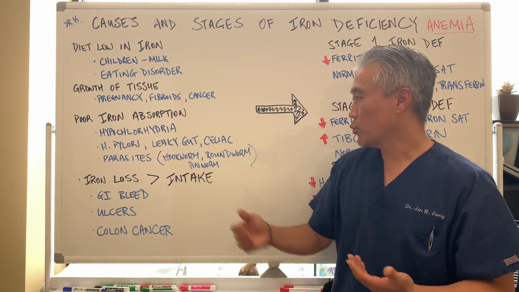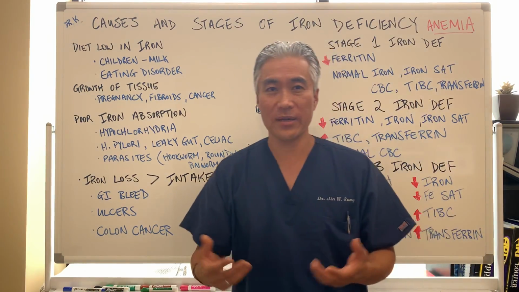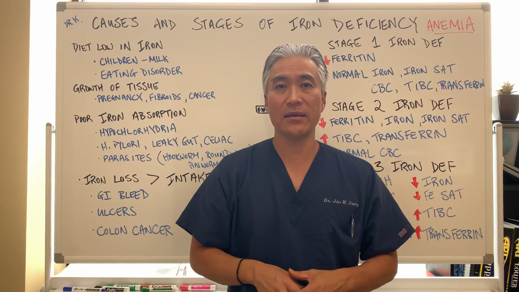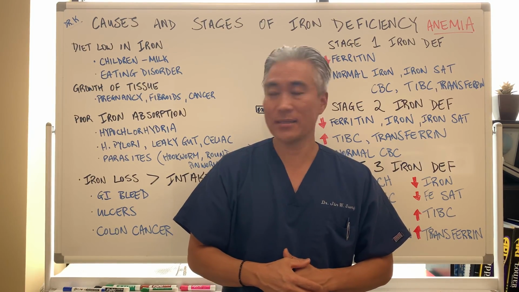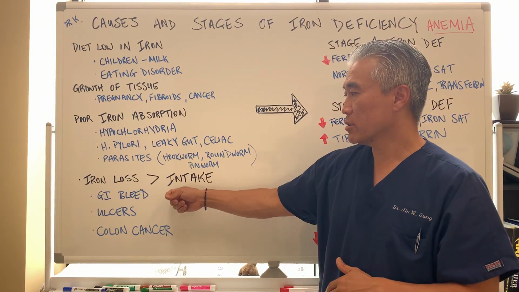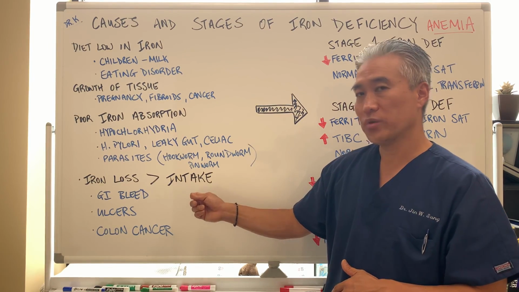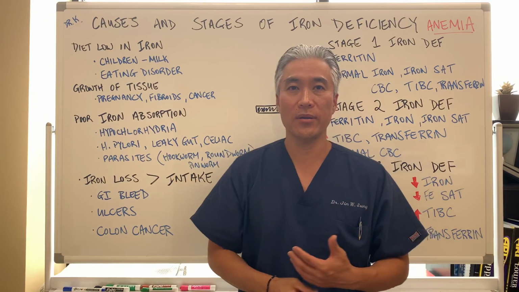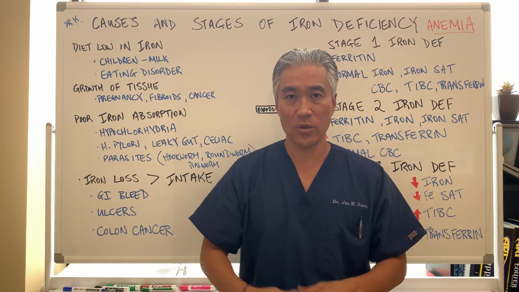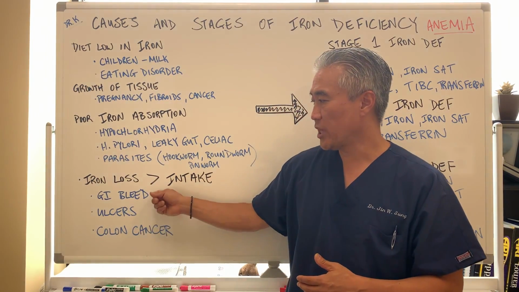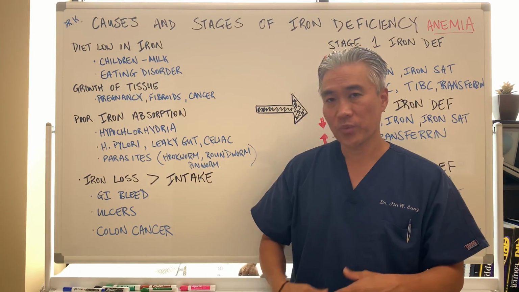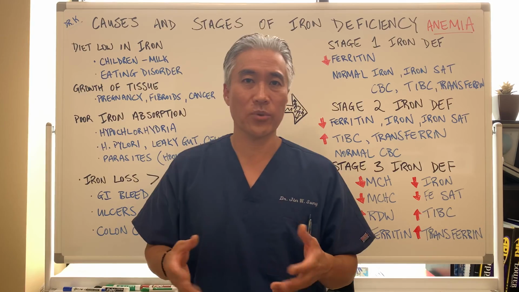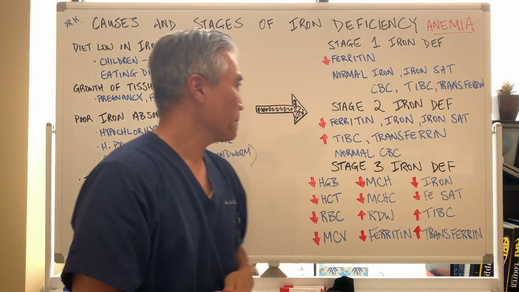Parasites, hookworm, pinworms, roundworms, right? These parasitic infections can create an iron deficiency state. Iron loss versus intake. You're taking in enough iron, but you're losing more than you actually take in. And the way that can happen is with GI bleeds or ulcers, right? Or colon cancer, okay? Or abnormal bleeding somewhere that's not detected.